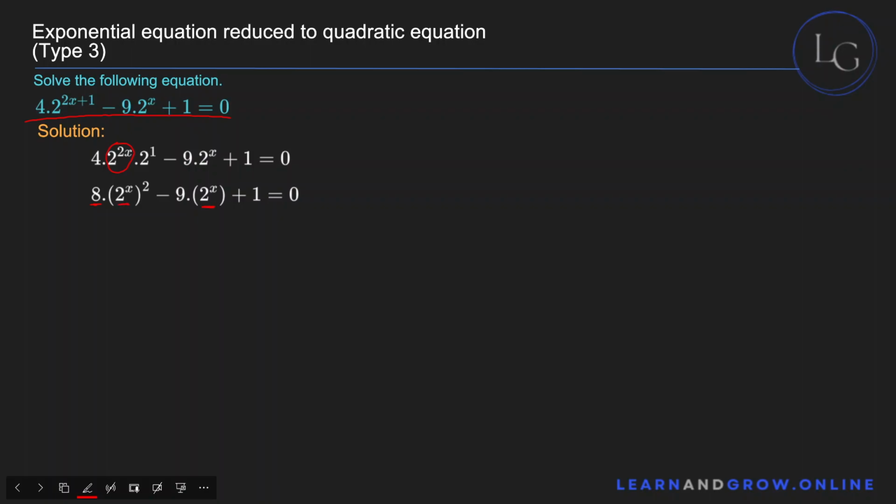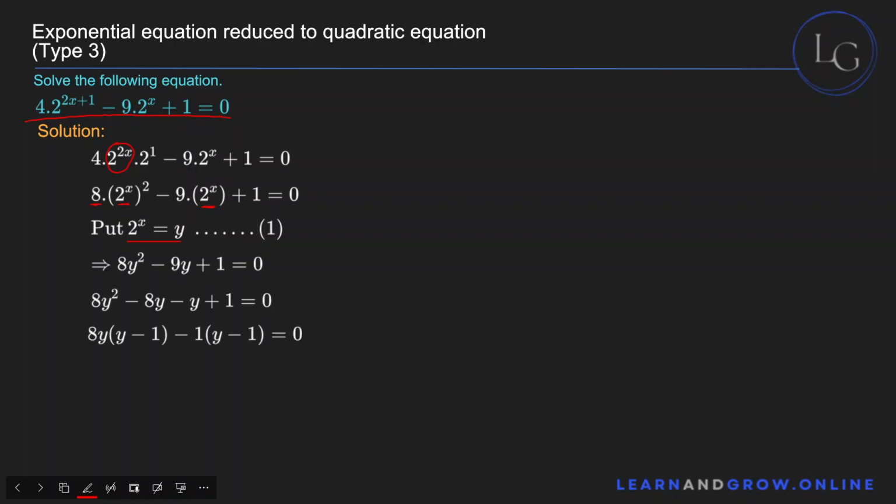Now just by using your own logic as you did in the type 1 equations, you'll put 2 raised to the power x equal to y. So this now becomes a quadratic equation: 8y squared minus 9y plus 1 is equal to 0. Now, you'll factorize this into this form, and now you'll get these two terms. We've discussed how to factorize an equation earlier. You can refer to that if you wish.